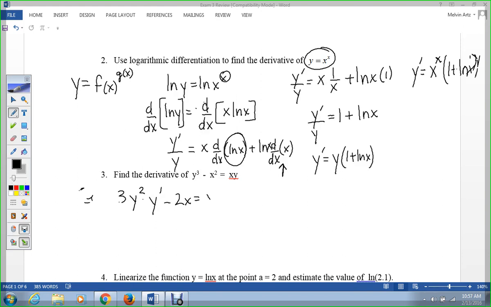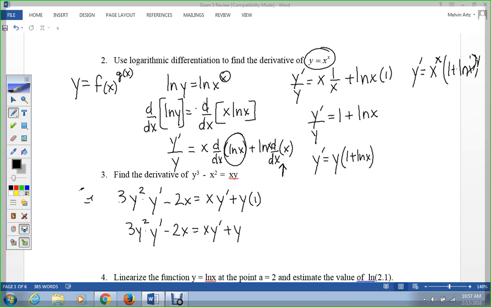So we would have the first times the derivative of the second plus the second times the derivative of the first. So we have 3y squared times y prime minus 2x equals x y prime plus y.